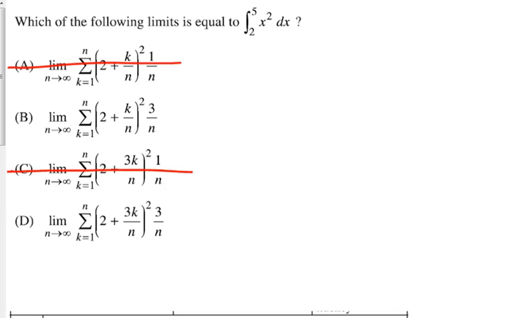So we're looking at B and D. The only difference between B and D is B has a k. Sometimes we use k's instead of i's. It's the same difference. B has k over n. D has 3k over n. Whatever number is right here over n has to be over there as well. So it's got to be answer choice D.